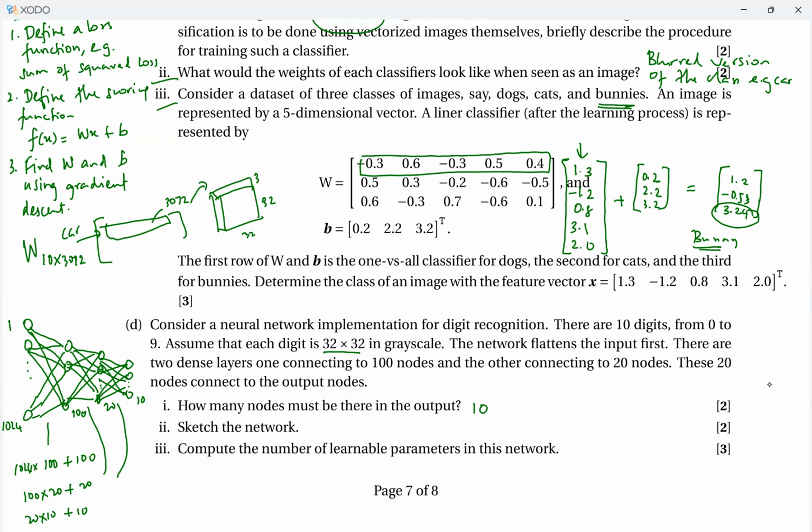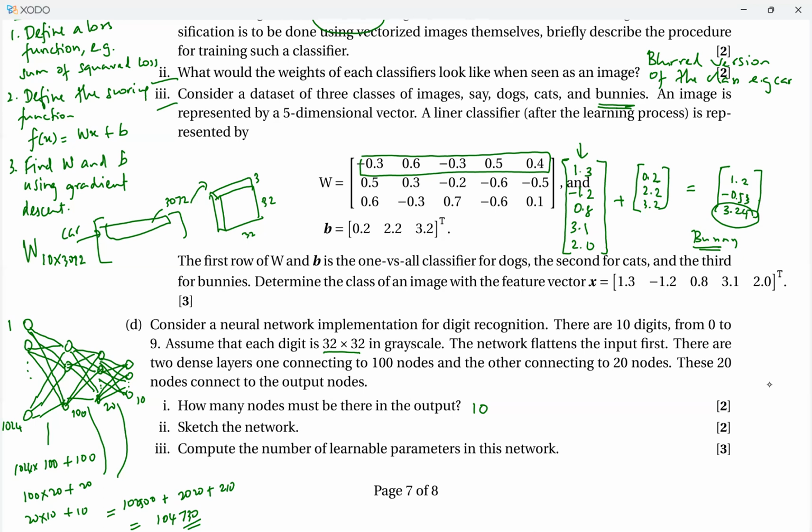So this one is 102,500 plus 2020 plus 210 altogether 104,730 parameters. So you can see these are dense layers. So you can see the number of parameters is quite large.